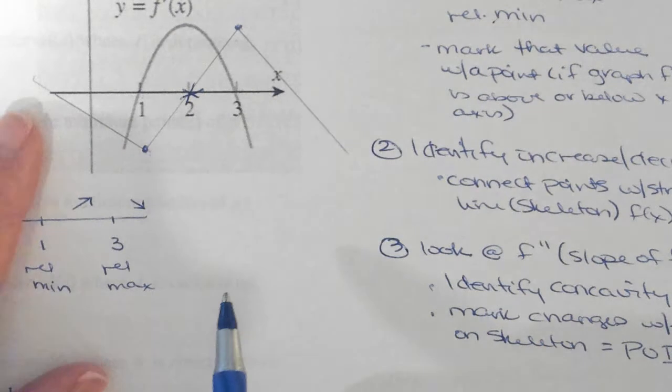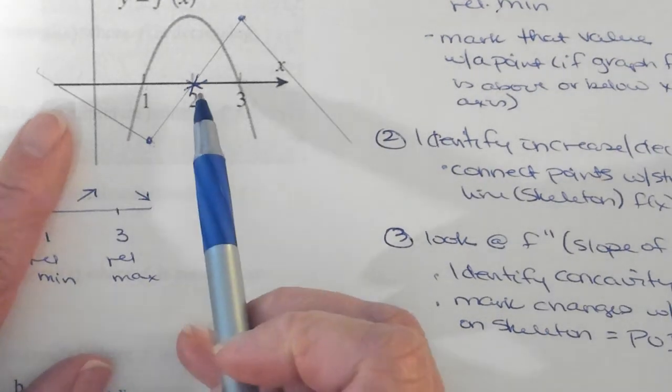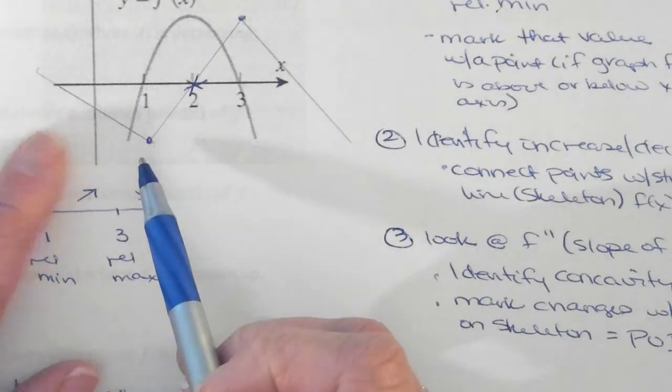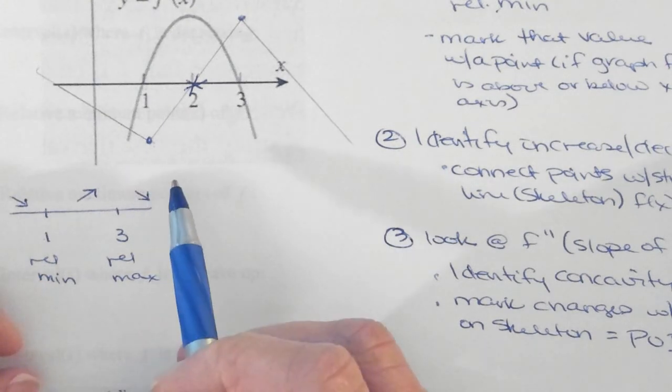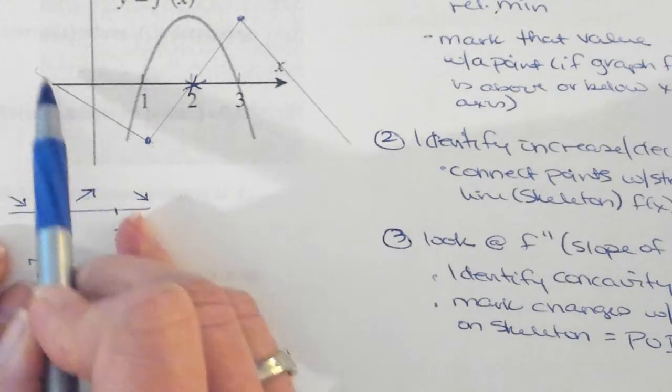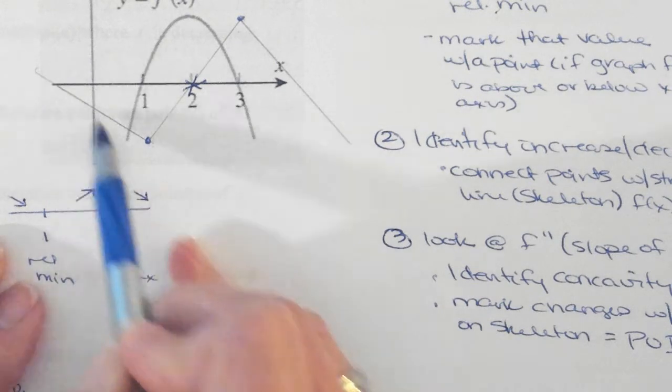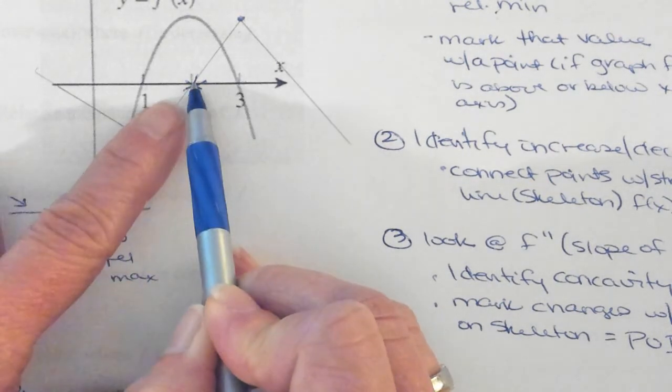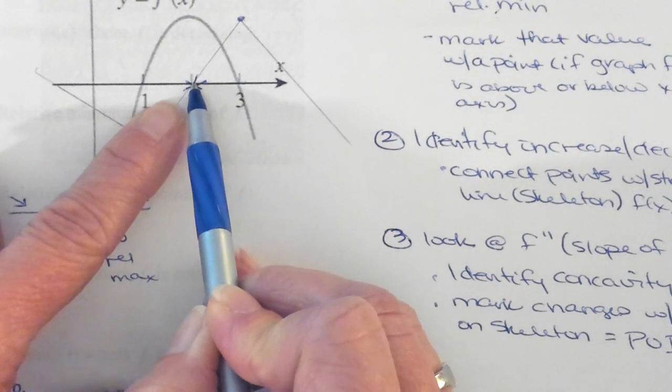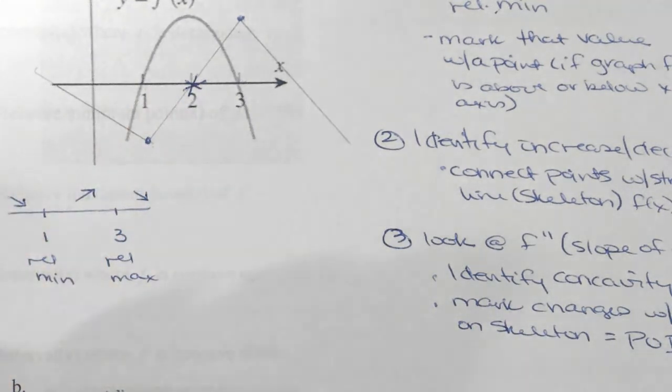So, okay. Before 2, my slope is positive. So what does that mean about my curve? Concave up, concave down. So does that make sense? Look at my skeleton. Doesn't that make sense? It's going to be concave up? Okay. And then what happens at 2? What does f of x do? Switches concavity to concave down.